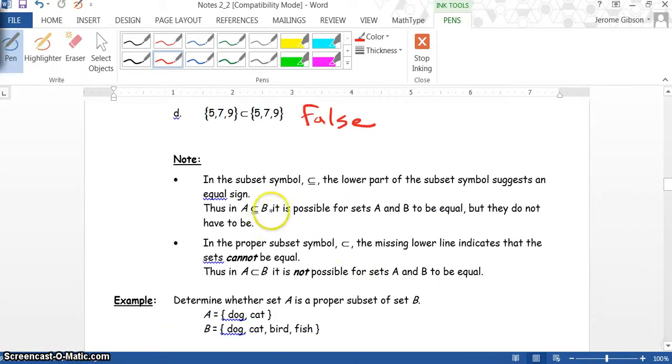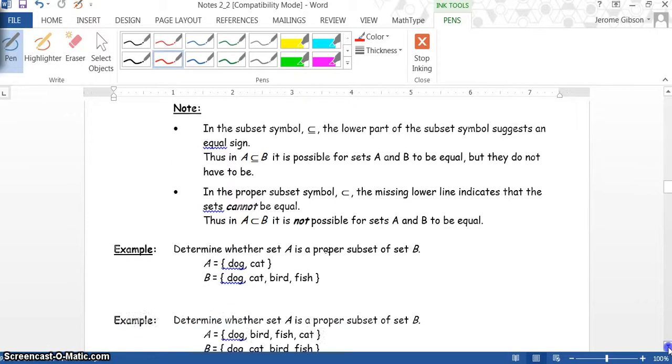Now we have a note. In the subset symbol, the subset of, the lower part of the subset symbol suggests an equal sign. Thus, in A is a subset of B, it is possible for sets A and B to be equal, but they do not have to be. And the proper subset symbol, which we have here, the missing lower line indicates that the sets cannot be equal. Thus, in A proper subset of B, it is not possible for sets A and B to be equal.